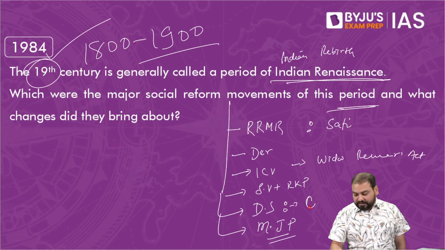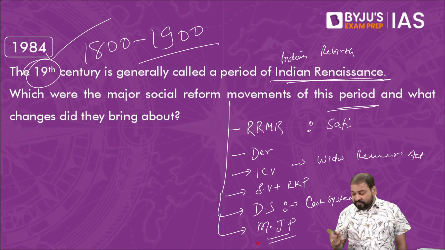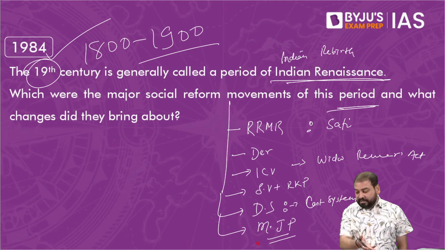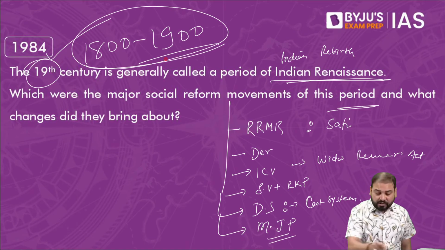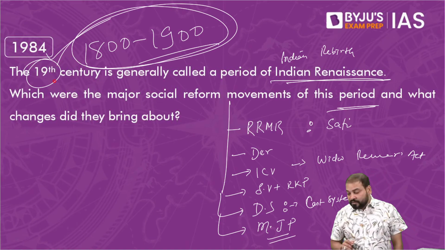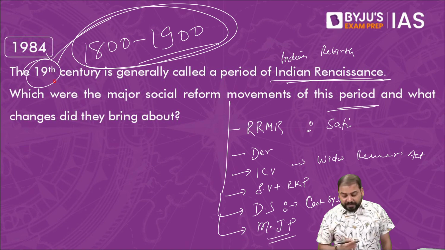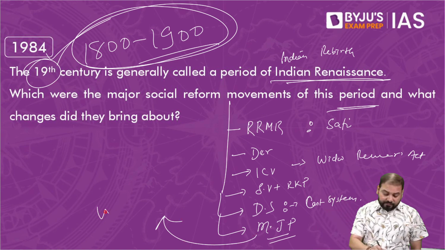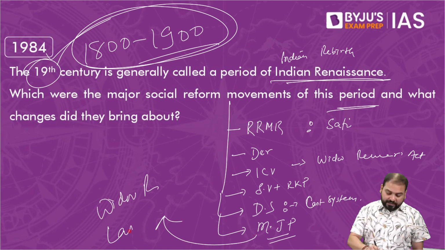Dayanand Saraswati worked against the caste system. Please, everyone, Madan Mohan Malviya is not in the 19th century. Very clearly, I'm telling you. Look here, the period: he is doing most of his work in the next era. Mahatma Jyotiba Phule worked on widow remarriage, and against untouchability and the caste system.